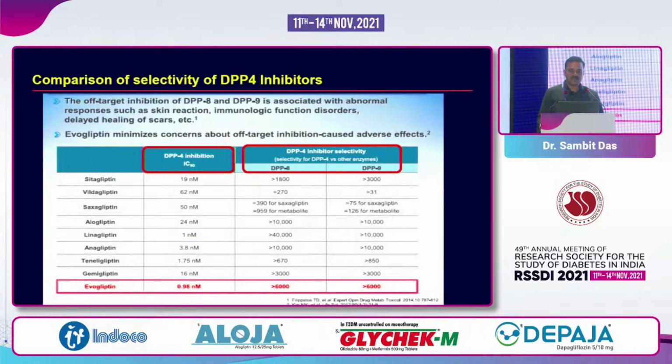Coming to the comparison of selectivity of DPP4 inhibitors, that also Dr. Pramod Gandhi sir has shown in terms of the different DPP4 inhibitors like Sitagliptin, Vildagliptin, Saxagliptin, Alogliptin, and now Evogliptin. You can see that the IC50 is the lowest with Evogliptin, and compared to DPP8 and DPP9, the DPP4 selectivity is quite good, more than 6,000-fold selectivity for DPP4 inhibition. And we know that once the selectivity increases for DPP4 in comparison to DPP8 and DPP9, some of the adverse events are actually reduced.